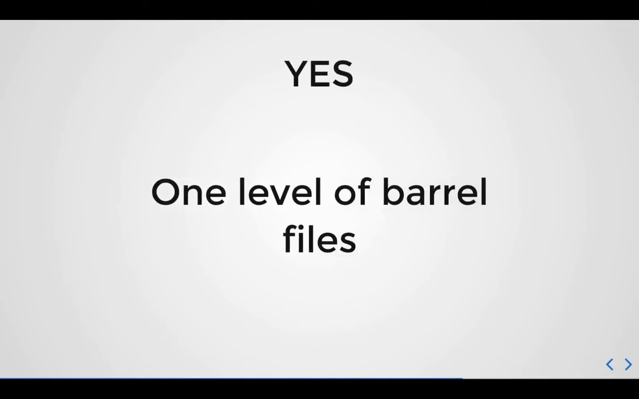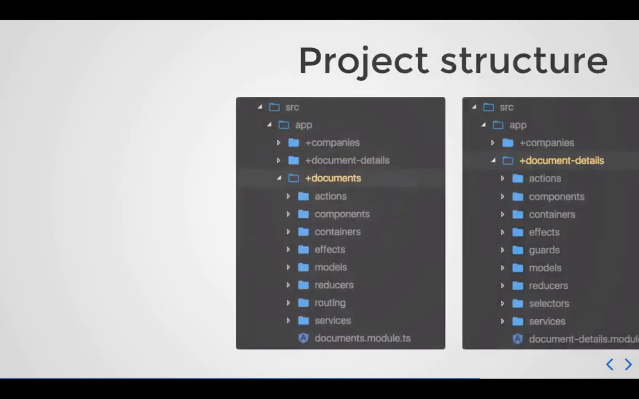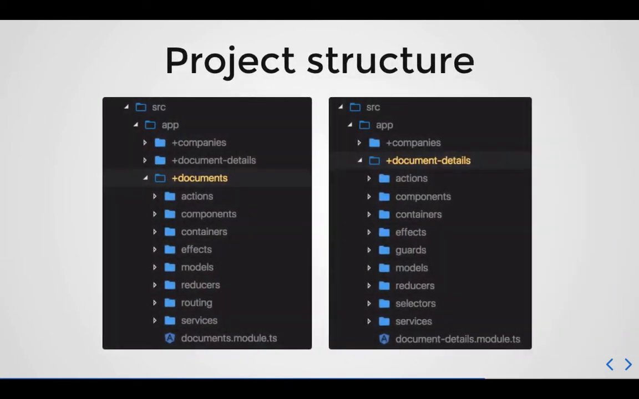How to use them? One level of barrel files per application. This is based on my experience, and I'll try to give one example of what I mean by this. One way to structure your application, a good way from my point of view, is to create folders based on features. So in this case, I have companies and documents and document details because these are features or modules in my application. And in each folder, we group all our files based on type. So I have a folder with components, a folder with services, a folder with models, and so on.